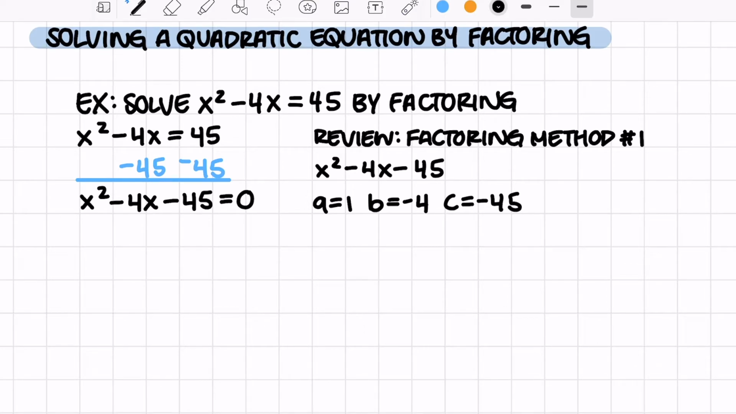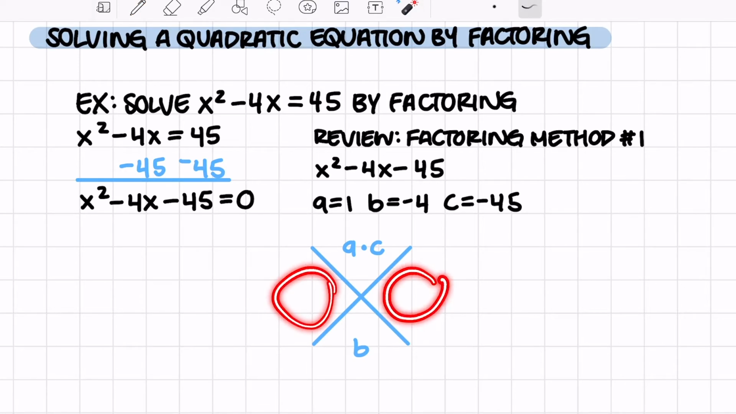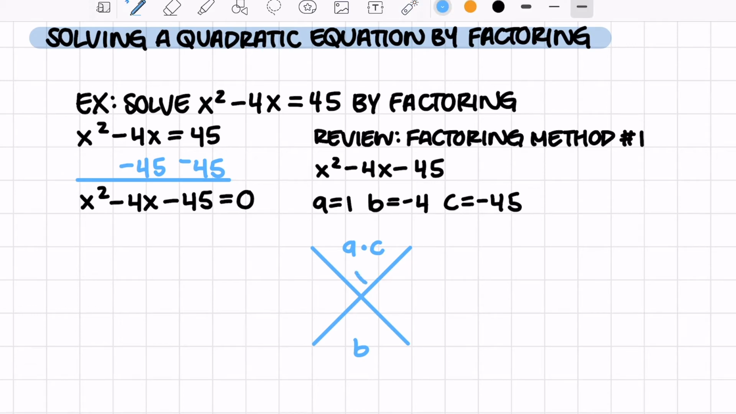From that, I want to create my cross. This is called the cross method, where the top numbers, a and c, are going to multiply together, and the b value is going to go down below. I want to find two numbers on the left side and the right side that multiply together to get whatever this answer is, and also add together to get whatever this b value is.